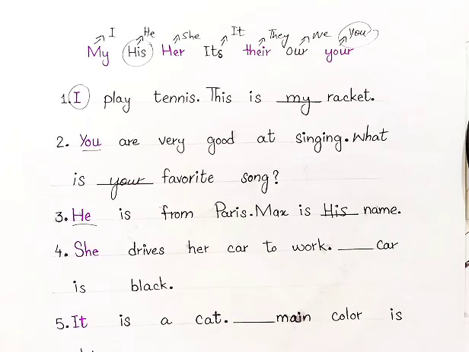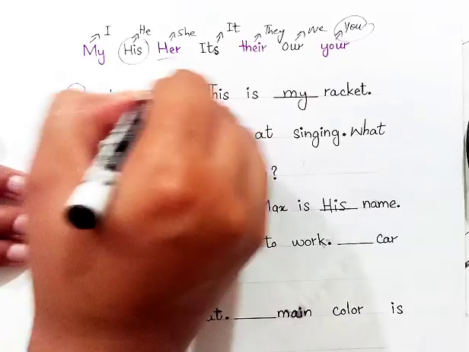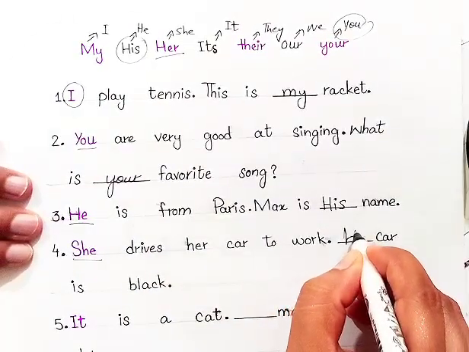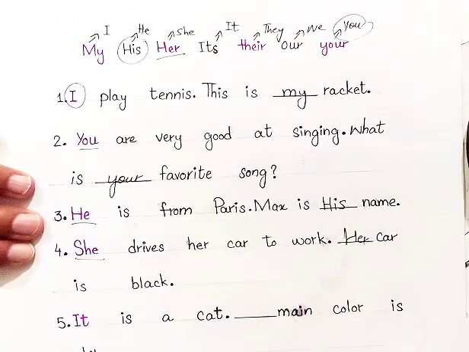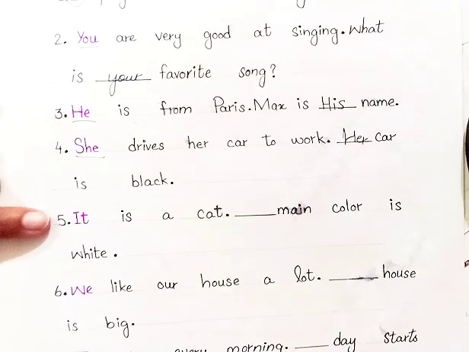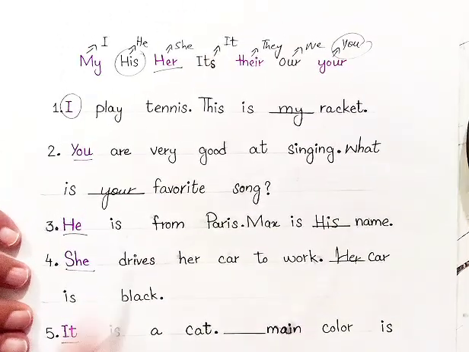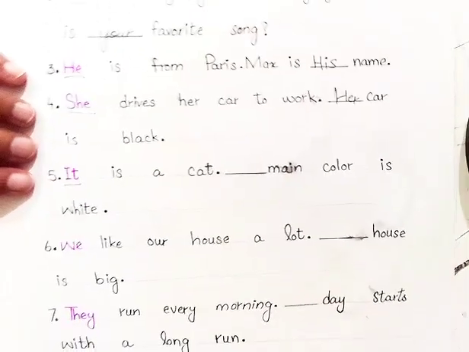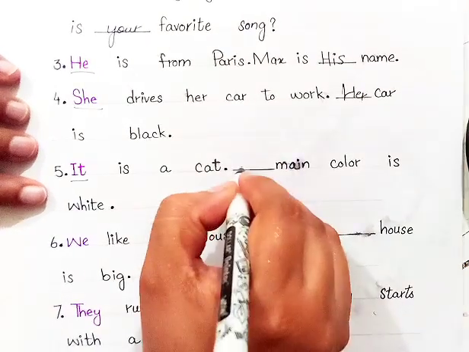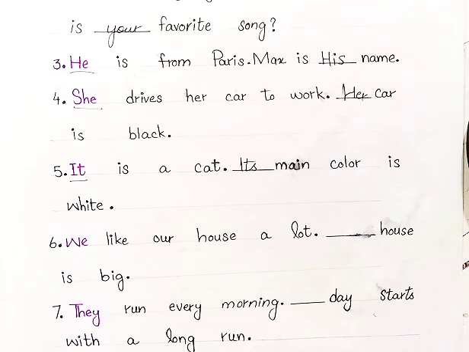Next one. She drives her car to the work. Blank car is black. She takes her. Her car is black. Next one. It is a cat. Blank main color is white. It will take its. So the answer will be its main color is white.